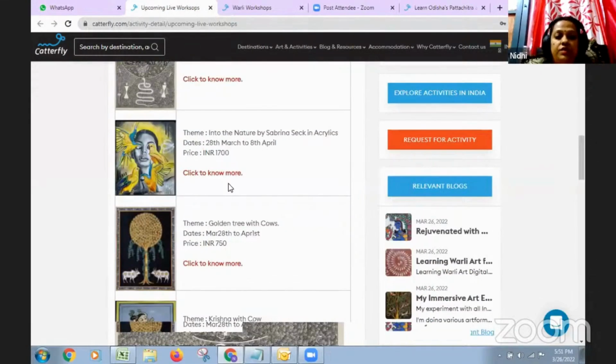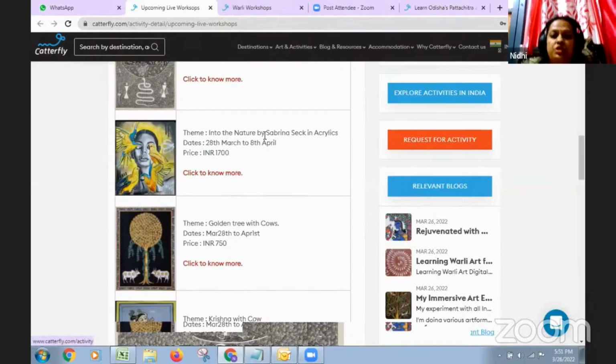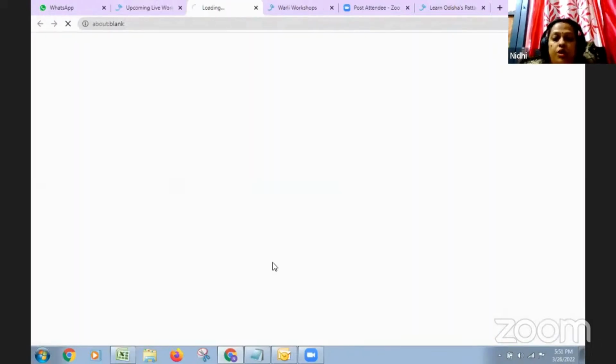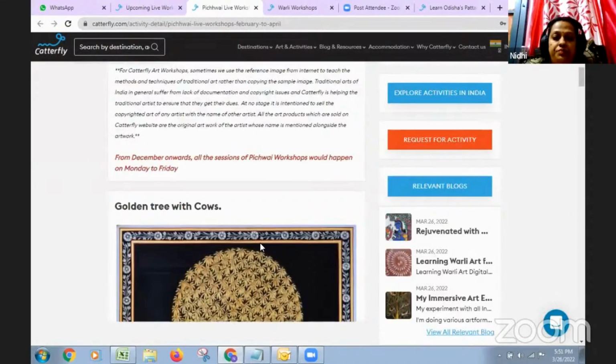Other than this, we have this contemporary workshop, which is Into the Nature by Sabrina Second Acrylics, and our very own Vipra will be taking this workshop. Then we have this golden tree with cows. This is a Pichwai workshop. This is a beautiful golden tree with a typical motif of Pichwai, which is cows. So we'll be starting with this. It's a 1 week workshop.